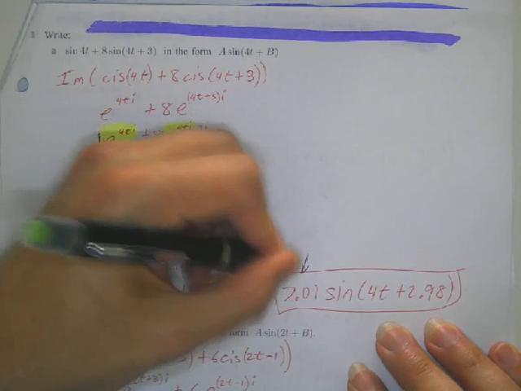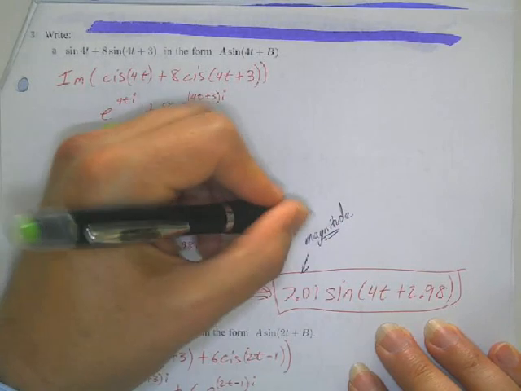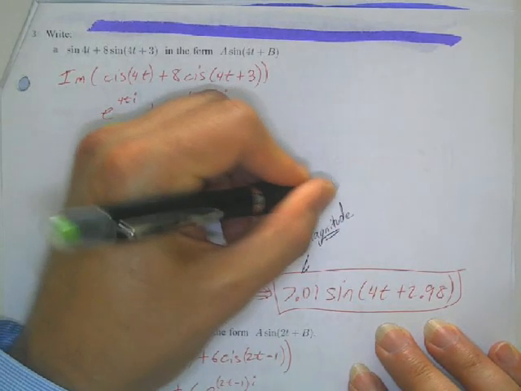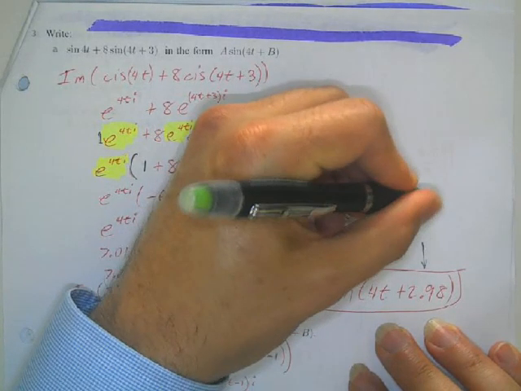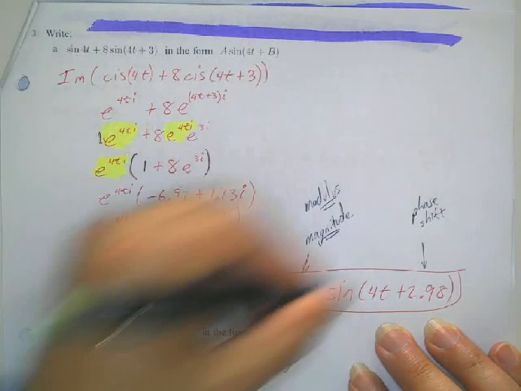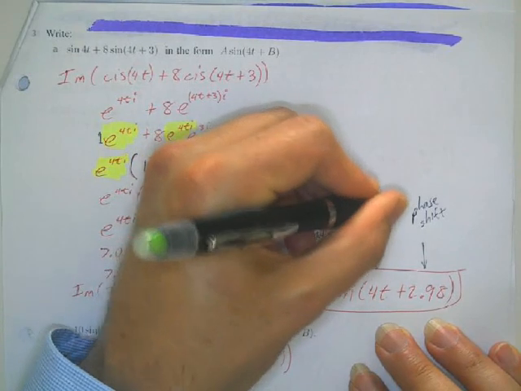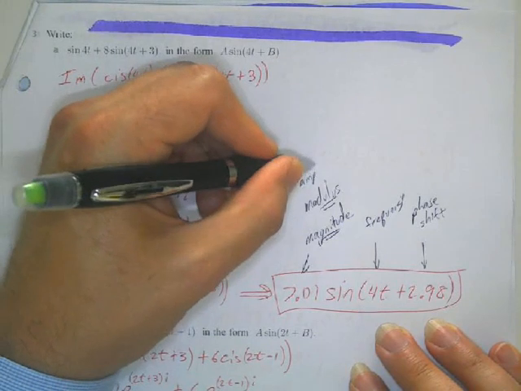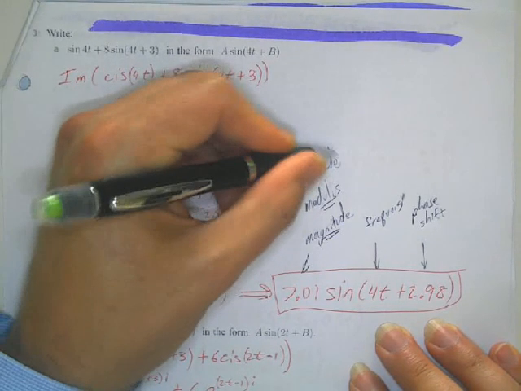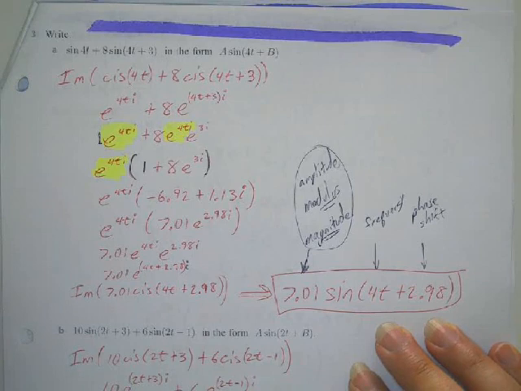Remember, this is our magnitude, or our modulus, whatever you want to call it. And this is our phase shift, and this is our frequency. You could also call this amplitude. So many names to call something. Okay, I'm just going to show the answer for this part here.